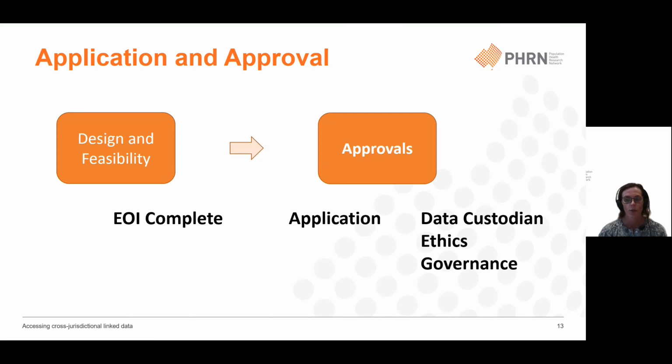Once the project has all its approvals in place, that is data custodian, ethics and any other approvals required, including governance, the project will be given final approval in the PHRN online application system. Once all approvals have been received, the linkage and extraction of data for your project can proceed.